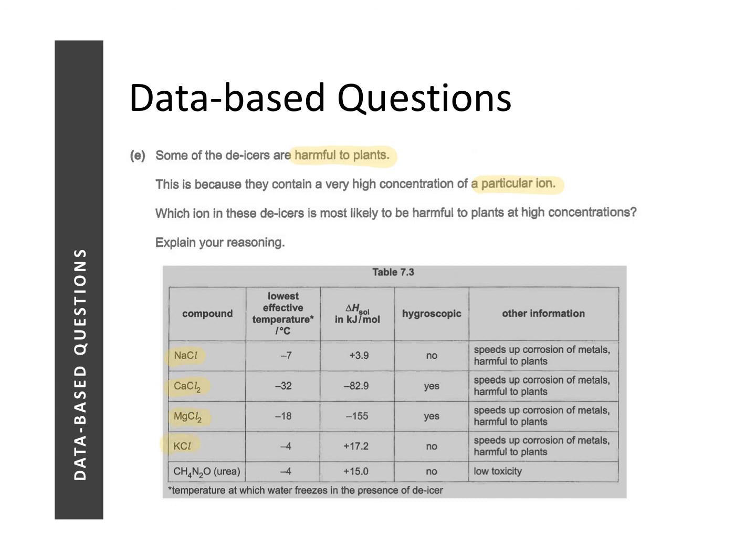Okay, and the question tells you that it's due to the presence of a particular ion. So if we look at the 4 compounds, the ion that is common to all of them is the chloride ion. Okay, so the identity is your chloride ion. Why? Because all 4 compounds are harmful to plants. They contain the chloride ion.